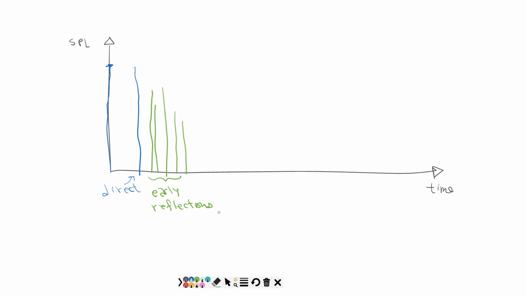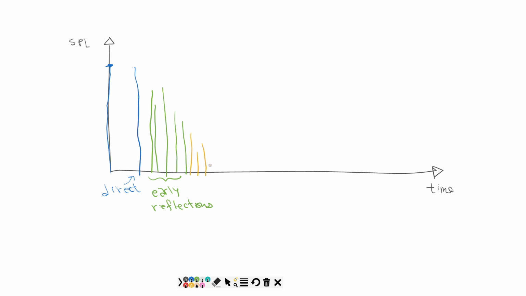Then we have these things that have 2, 3, 4, 5 kind of bounces. And with those, with more bounces, we lose more energy. And there's more possibilities. When you start bouncing more and more, there's more and more ways to sort of get to the listener. So these things start to become closer and closer together. But like I said, they're lower in amplitude.